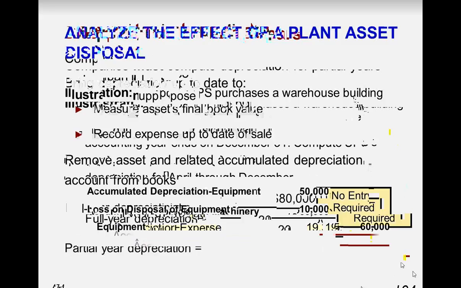So if I sell a plant asset, I can have a gain or I can have a loss. If my book value is less than the cash I received, it's a gain. If my book value is more than the cash I received, it's a loss.